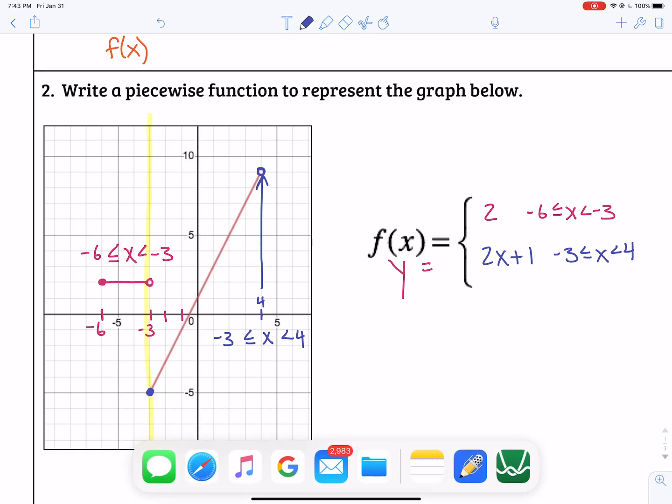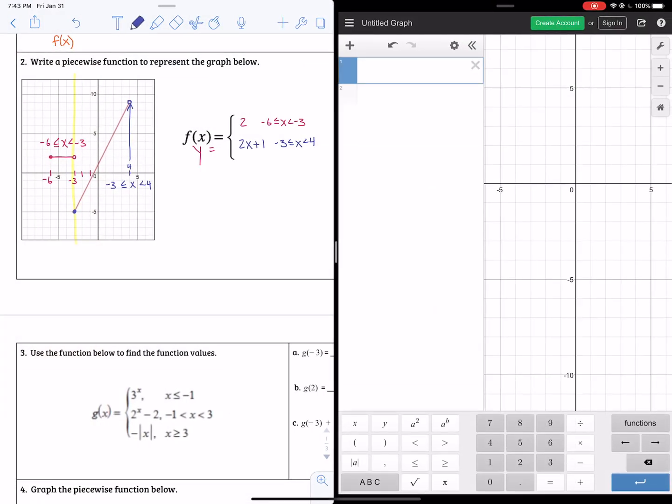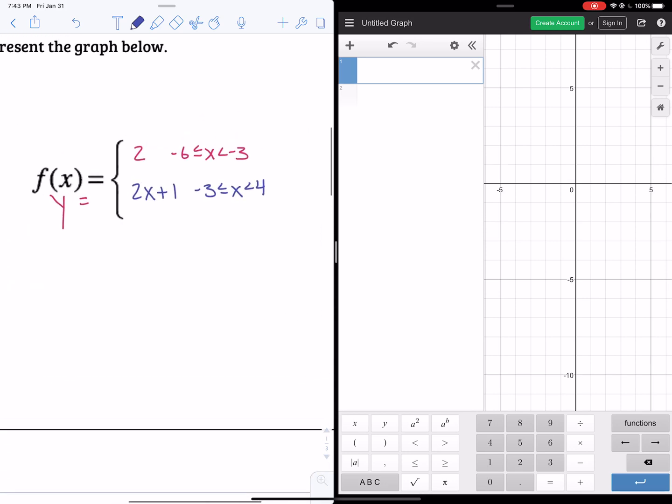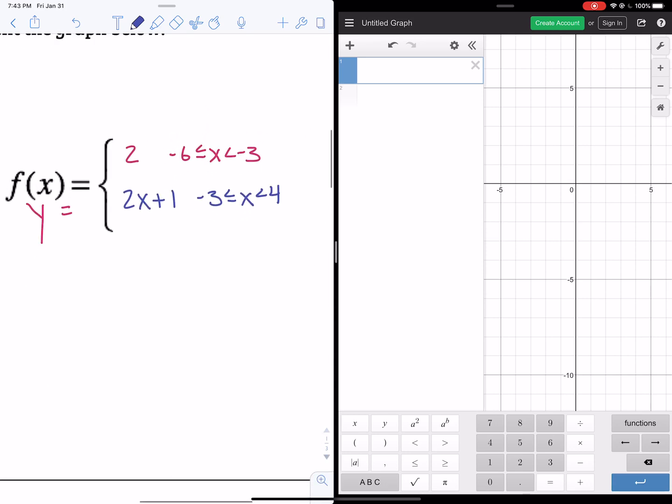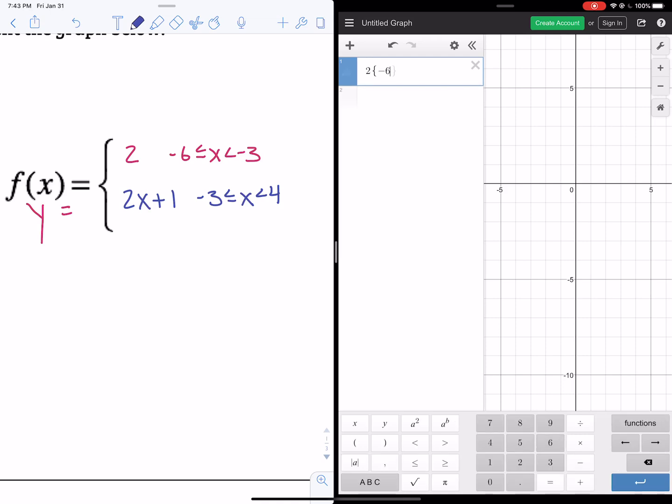Now a really good thing to do would be to double check in Desmos that that matches what you've got on your graph. So I'm going to type in my function I've set up here. I've got 2. I need to type that curly set of braces right beside it and put in negative 6, looks like a less than or equal to sign, and then a less than, so type it just like it looks.